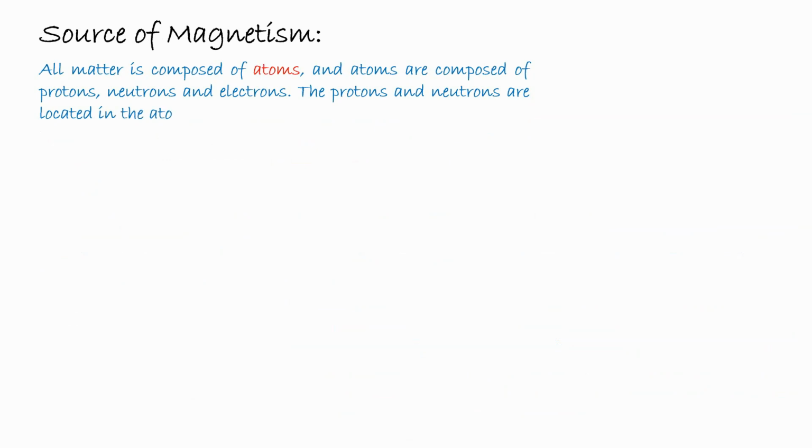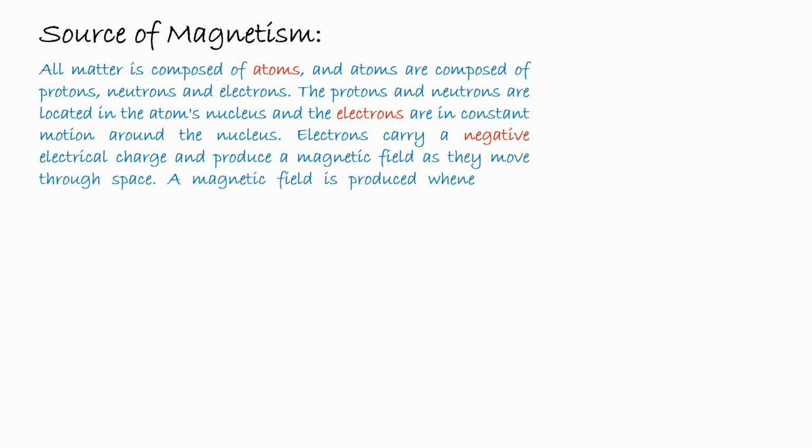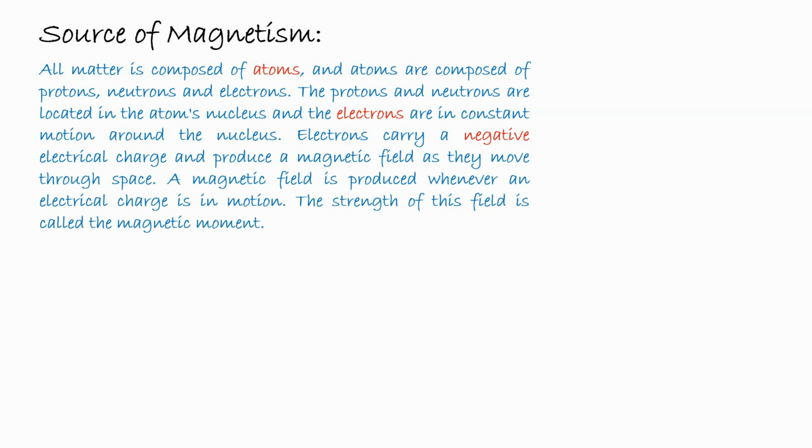Now, the source of magnetism. All matter is composed of atoms, that we know, and atoms are basically composed of protons, neutrons, and electrons. Protons and neutrons are located in the atom's nucleus, and electrons are in constant motion around the nucleus. Electrons carry a negative electrical charge and produce a magnetic field as they move through space. The magnetic field is produced whenever an electrical charge is in motion. The strength of this field is called the magnetic moment.